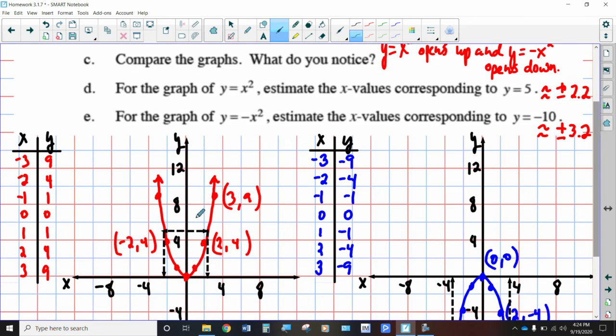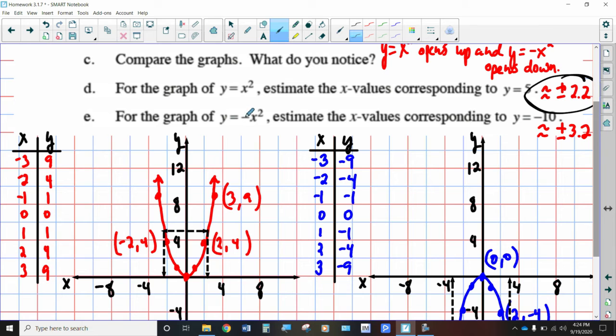So when y is equal to 5, that's this point right here, right? We're counting by 2, 4, 6, so 5 would be there. So our estimated values for x there would be somewhere a little bit beyond +2 and a little bit less than -2. So I estimated it to be somewhere around 2.2.